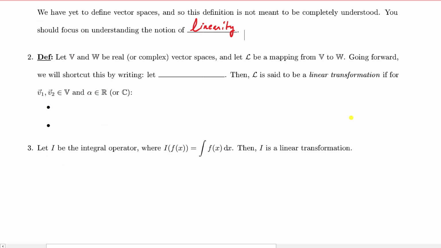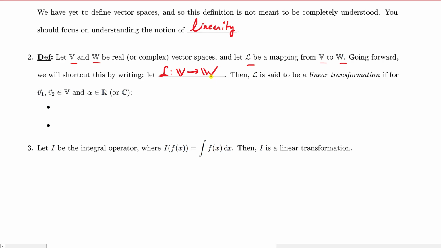So let's let V and W be two vector spaces. Again, we're not quite sure of that expression yet. Think of it as one place where some objects exist and a second place where some objects exist. And L is going to be a mapping from V to W. Going forward, to shortcut me having to write that, I'll just say L is going to be a mapping from space V to space W.